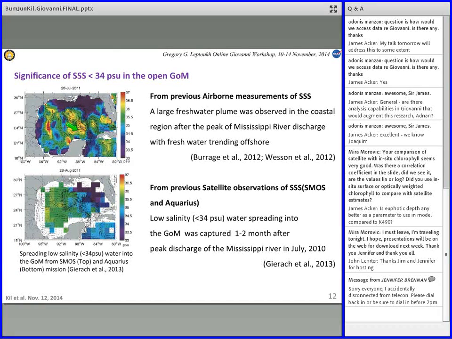It was also commented that this low salinity feature occurred at the peak of the Mississippi River discharge. This was described as 1 to 2 months after the Mississippi River peak of the discharge. But the Mississippi River discharge at that moment is an annual climatological signal, the annual increase of the Mississippi River discharge.